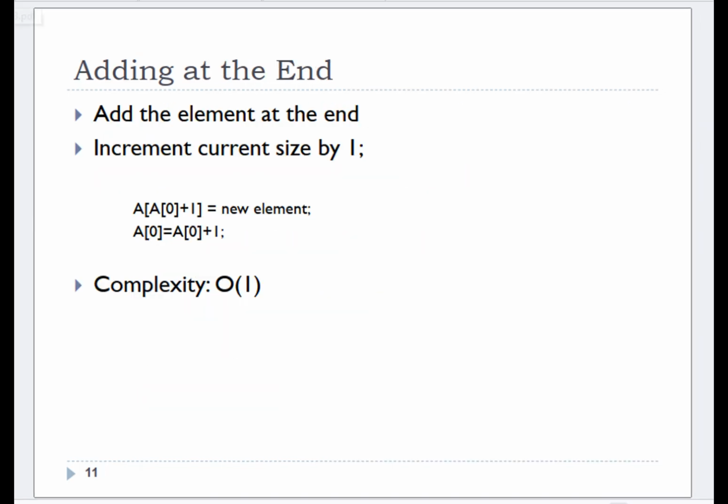10. Adding at the end. Add the element at the end and increment the current size by 1. A[A[0]+1] = new element; A[0] = A[0]+1. Complexity: O(1).